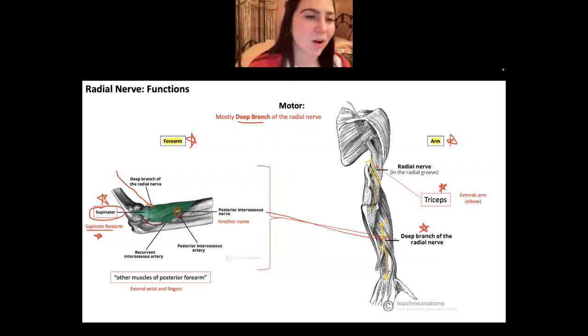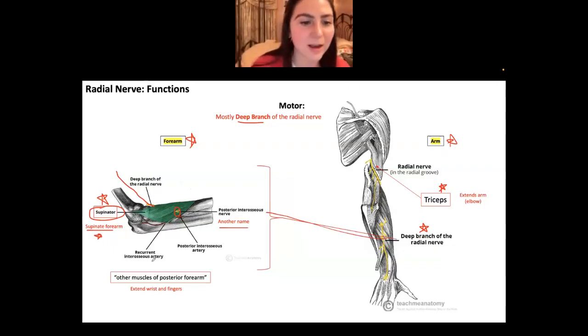It's named for the artery that runs with it around the muscles here. They just named it, but it's the same nerve. So if you see posterior interosseous nerve, it's just the radial nerve going down the forearm. All right, so that's just another name. So I put here, it's another name for the radial nerve.